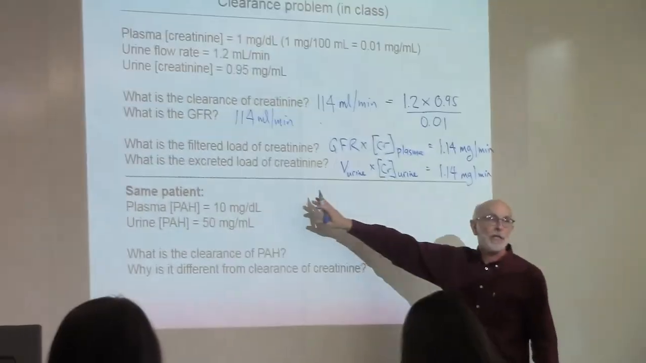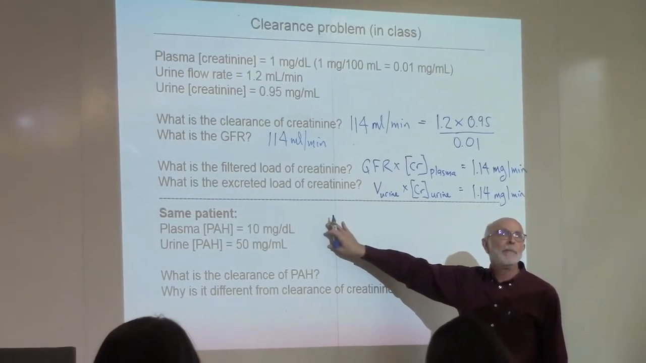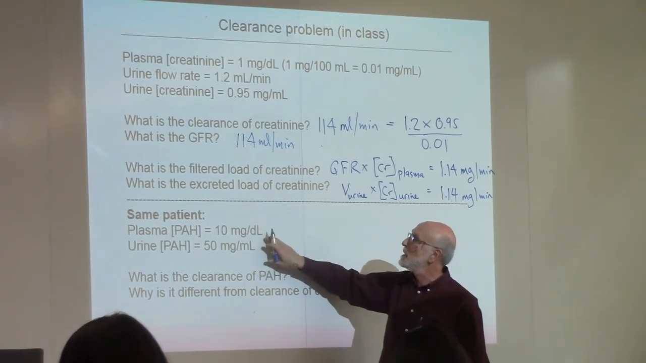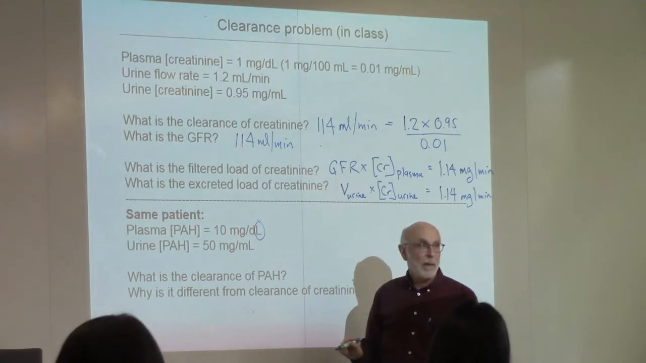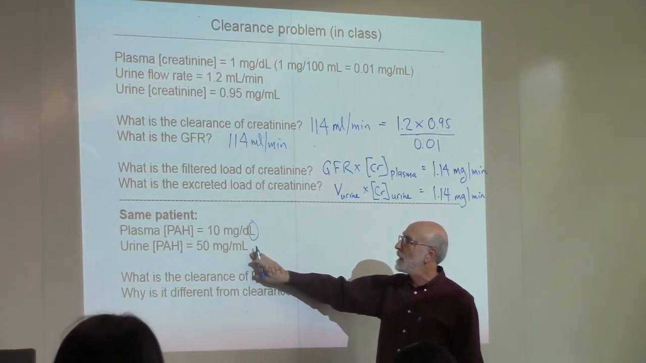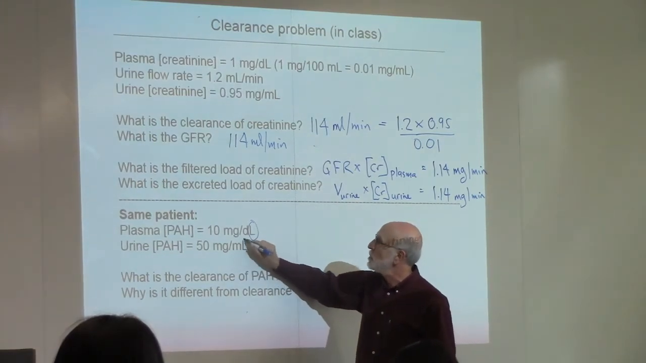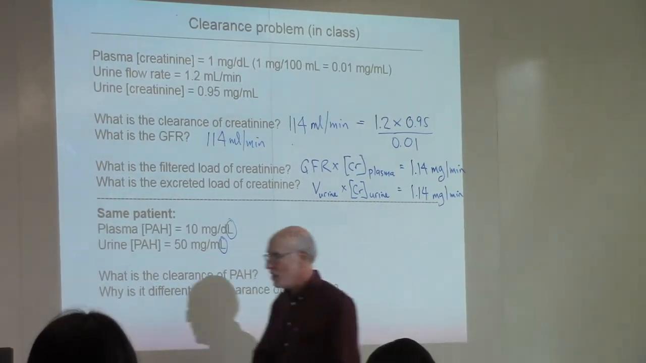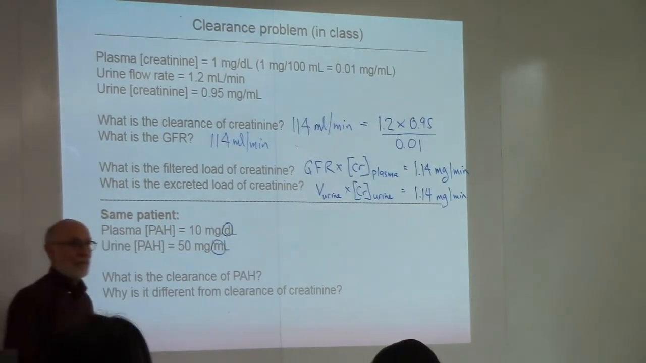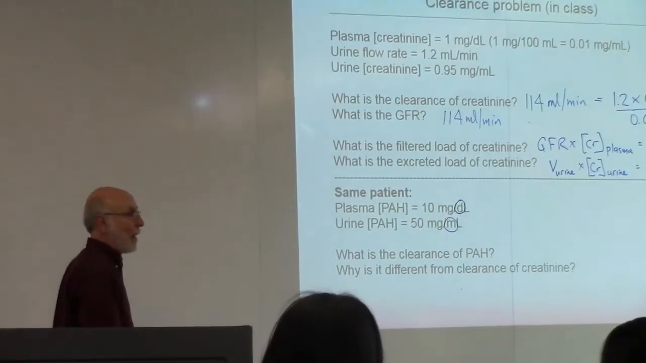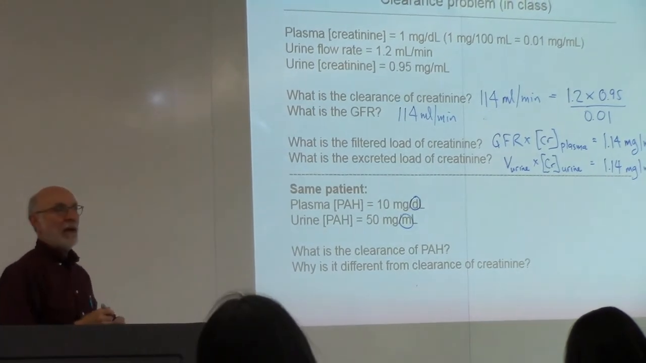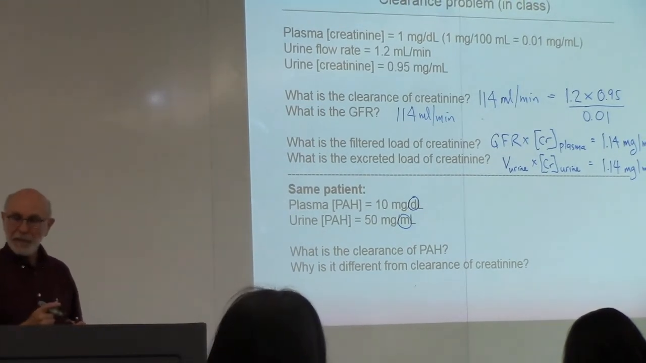Okay, let's go to the same person. Same blood draw, same urine test, same person. Para-aminohippuric acid in the plasma is 10 milligrams per deciliter, and the concentration of para-aminohippuric acid in urine is 50 milligrams per mL. For both of these, why am I circling it out? I won't do this for you on a test. So what is the clearance of para-aminohippuric acid? Somebody give me a number.